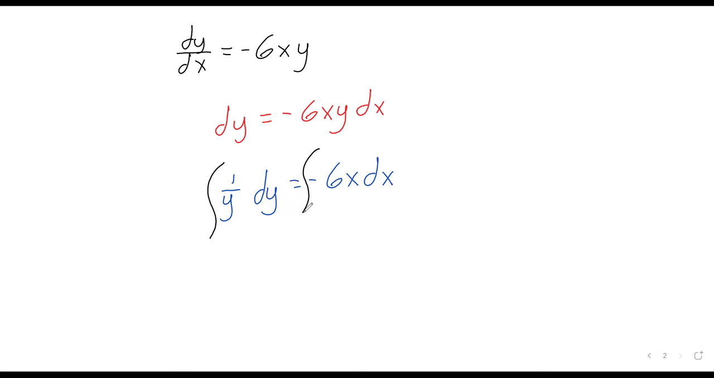On the left, 1 over y dy, we can integrate that. Our variable is y. The dy tells us that's the variable we're integrating in relationship to. The integral of 1 over y is the natural log. On the right, okay, our variable is x. We're integrating with respect to x. So the integral of negative 6x is negative 3x squared.